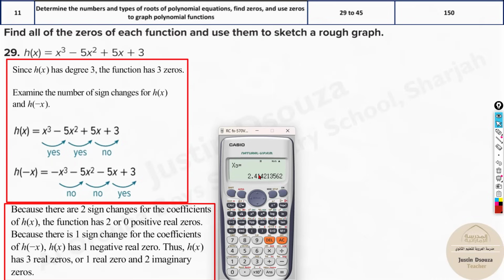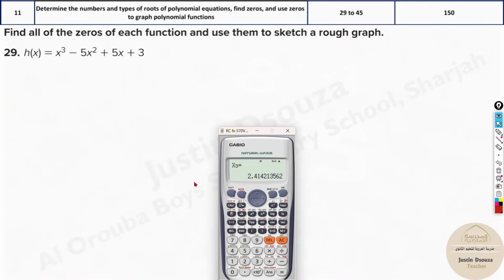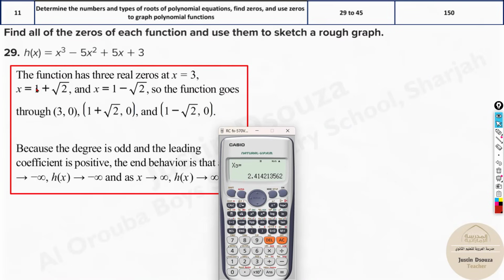Now you may not get these as the solutions in the final exam. Your options will be different. It might be 1 root 2 or something like that. So let's look at the solutions. Here they are doing a very long method. They are using these values, trying synthetic division, finding the factor and then finding the answers. It's too long. This is very easy now with the calculator. These are the real zeros. There are 3 real zeros.